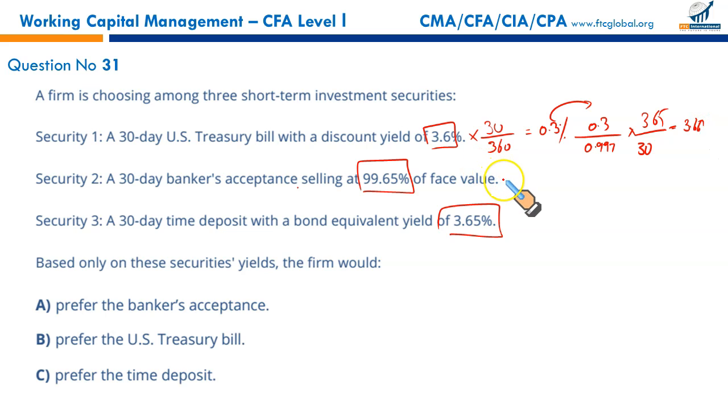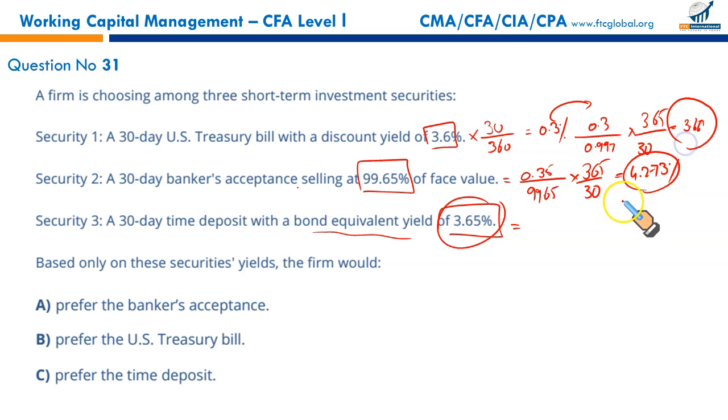Then for security 2, 99.65% out of 100 means it's 0.35. So bond equivalent yield will be 0.35 upon 99.65 multiplied by 365 upon 30, it will be 4.273%. Security 3, 3.65%, and it is already in the bond equivalent yield form. So comparing these, the best return is security 2, banker's acceptance. That makes A the correct option.